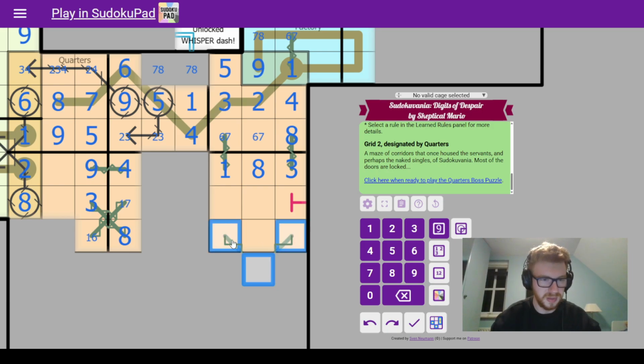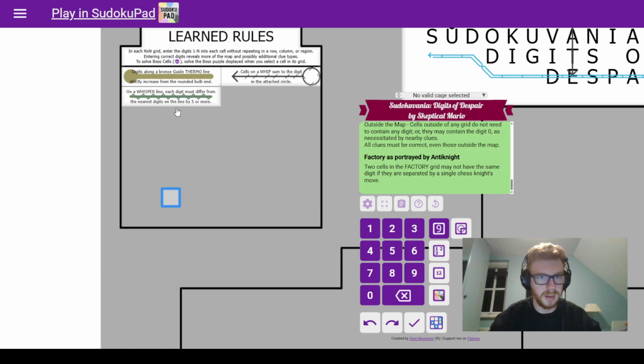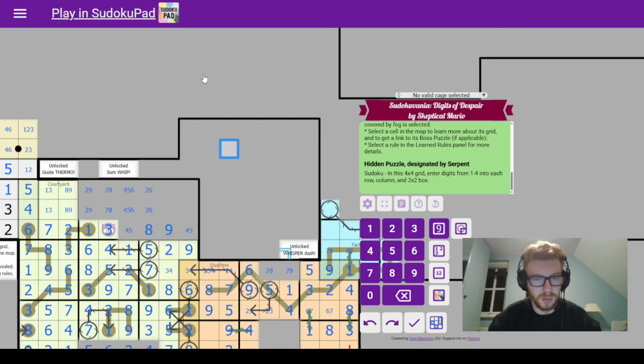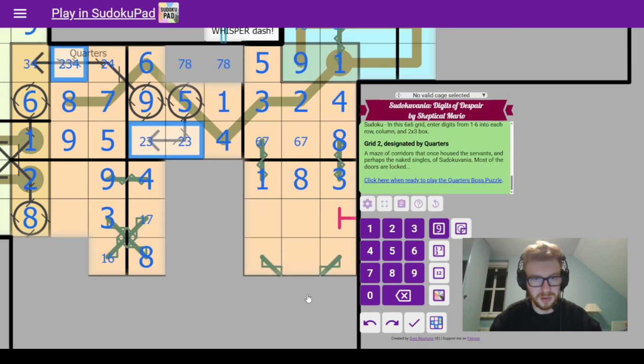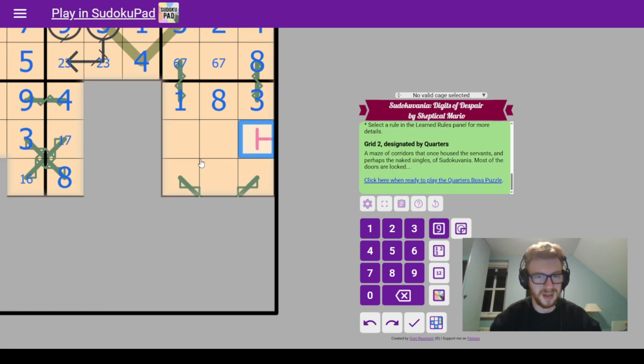I assume these are connected. Like, these are very clearly. Well, it should say it in the rules, right? Long green line on a line by 5 or more. Okay, I am very much going to assume that these are connected. This is a line, I do not know.